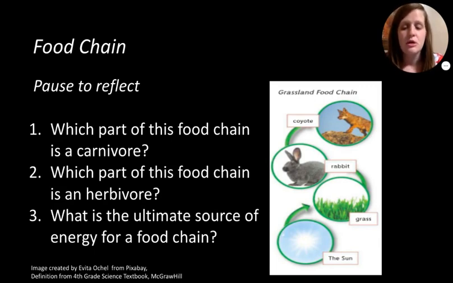Number 2, which part of this food chain is a herbivore? If you guessed the rabbit, you guessed right. The rabbit is a herbivore because it eats the grass. It gets its energy from the grass. Number 3, what is the ultimate source of energy for a food chain? If you're looking at the diagram in this food chain, it is the sun. The sun gives energy to the entire food chain.